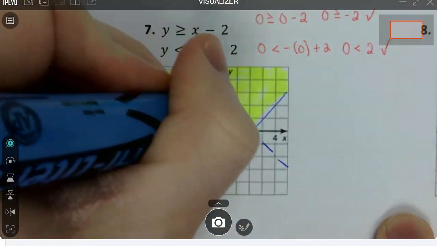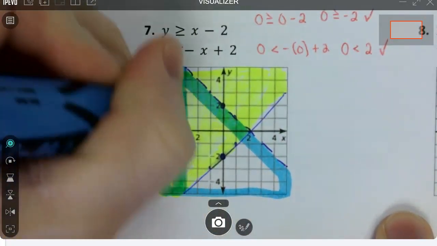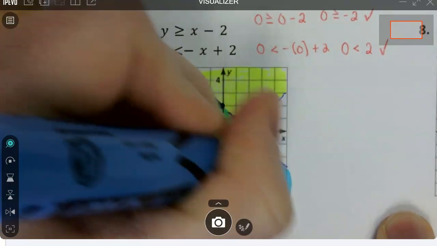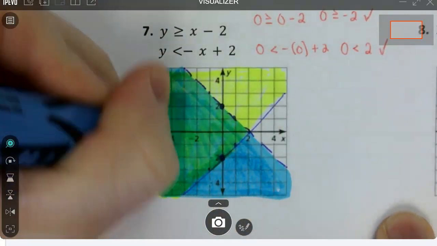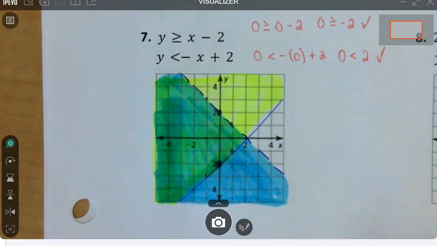So right away you can see where my blue and yellow are making green, and I get the appropriate region of the graph. So all that green area is my solution.